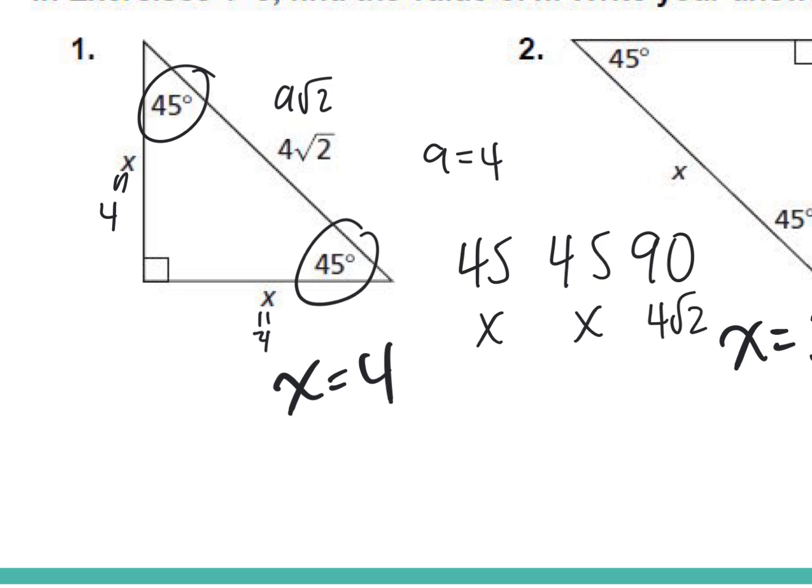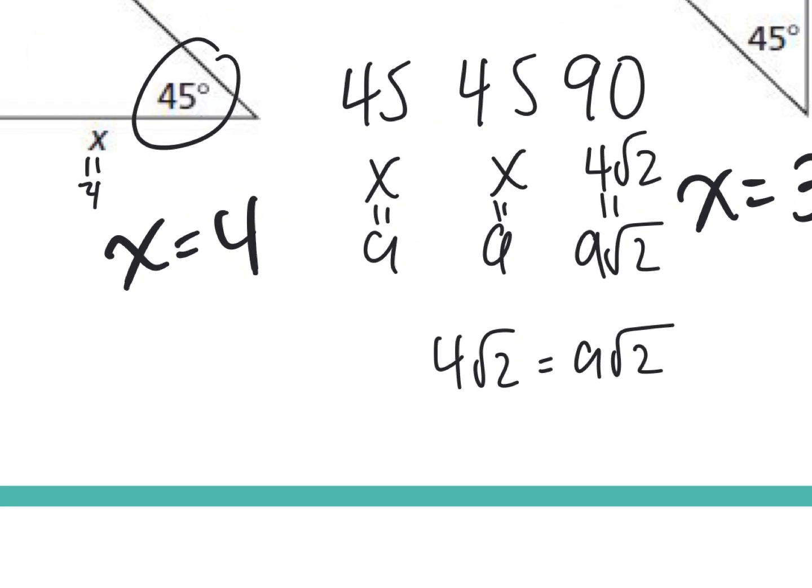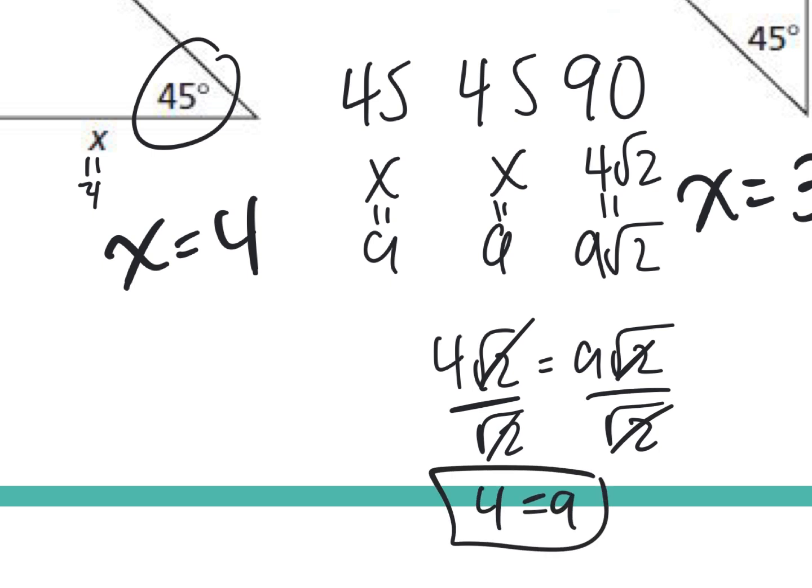Okay. And you know that that's a square root of 2 times a. You know that those x's are equal to a. 4 times the square root of 2 is going to be equal to a times the square root of 2. You divide the square root of 2 from both sides. You see the square root of 2 cancels out on both sides, so that a equals 4. And if a is 4, then x is 4. Very good. Okay?